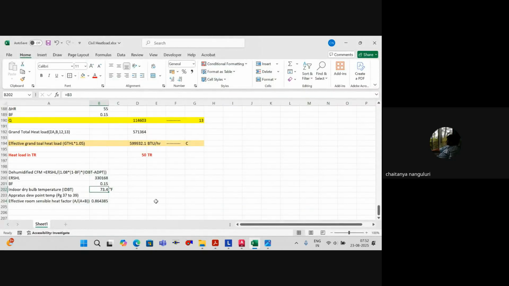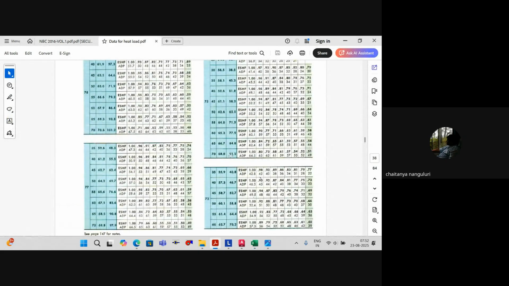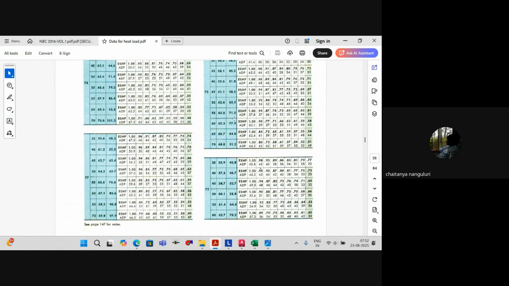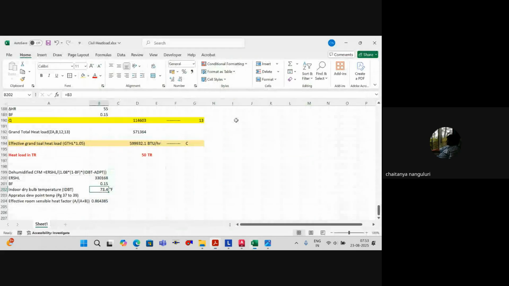73.4, right? Our indoor conditions. So 73.4 lies between 72 and 75, don't you think? So we have to interpolate for 72 and 75, then we'll get 73.4. But let's see, is this effective 0.86 available or not?